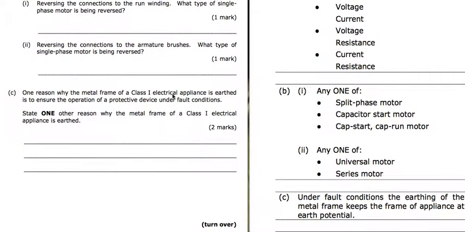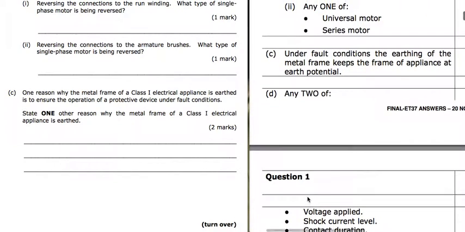One reason why the frame of a class 1 electrical appliance is earthed is so that the protective device operates under fault conditions. What's the other reason? Again, this comes up again and again. It's to keep the metal frame of the appliance at earth potential under fault conditions. So if there's a fault, and it's nicely earthed, it will stay at 0 volts and no one's going to get a shock.